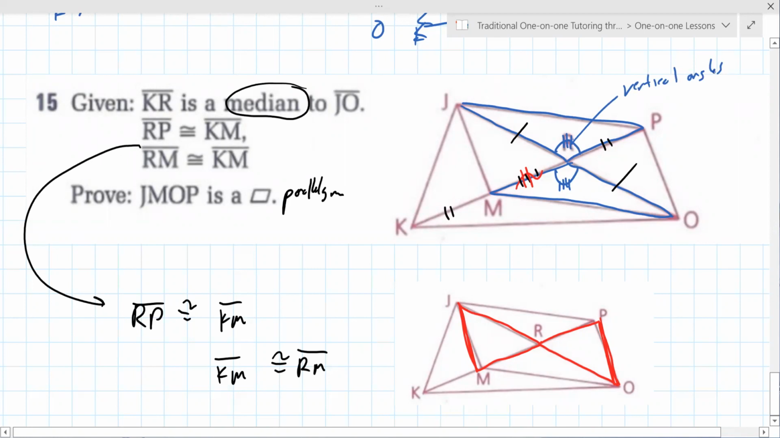So if they're congruent, that means that you've got enough to prove the triangle. You can prove side, angle, side, or side, angle, side. Do you see that? Yes. Okay, so once they're congruent, that means that JP is congruent to MO.